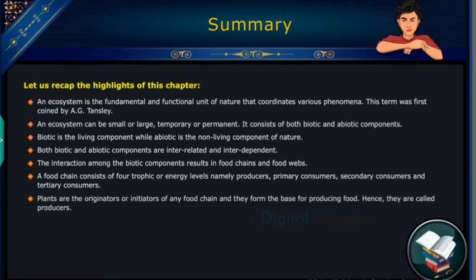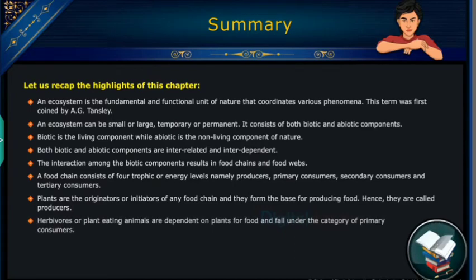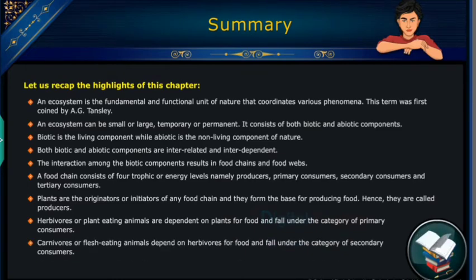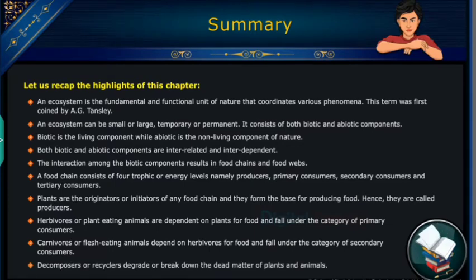Plants are the originators or initiators of any food chain, and they form the base for producing food. Hence, they are called producers. Herbivores or plant-eating animals are dependent on plants for food and fall under the category of primary consumers. Carnivores or flesh-eating animals depend on herbivores for food and fall under the category of secondary consumers. Decomposers or recyclers degrade or break down the dead matter of plants and animals.